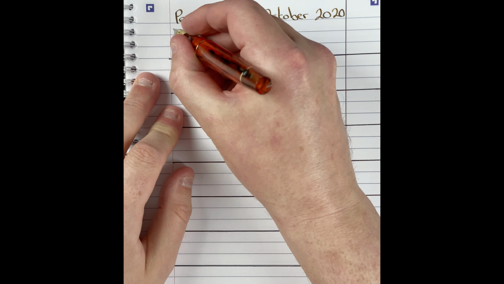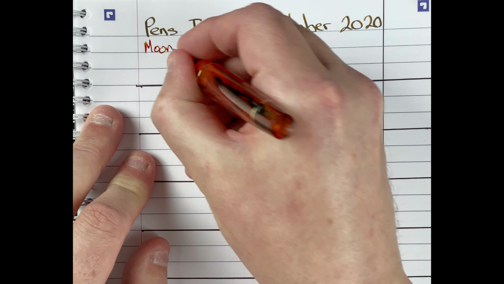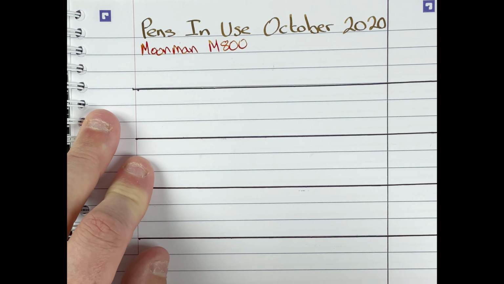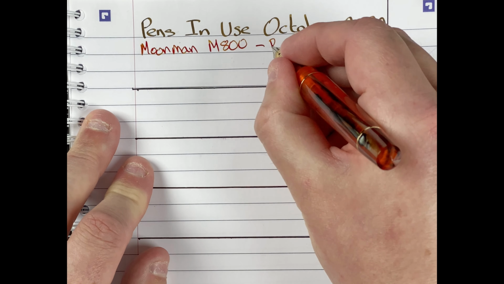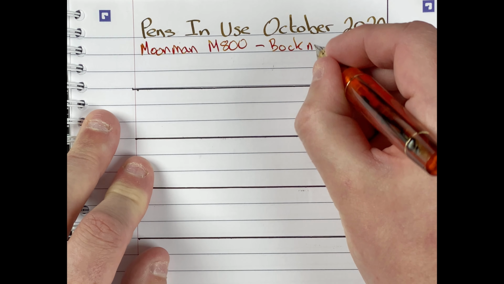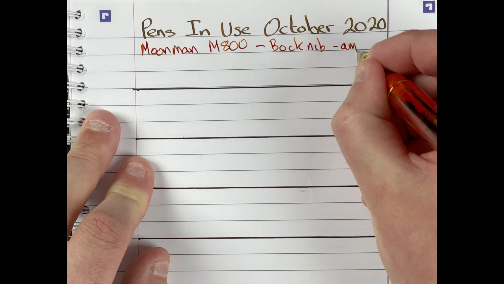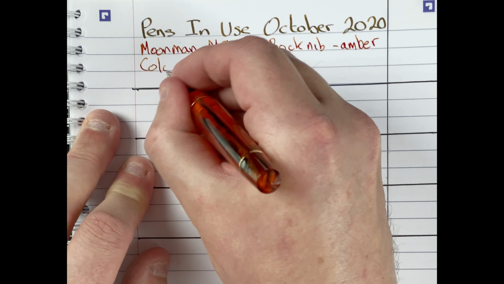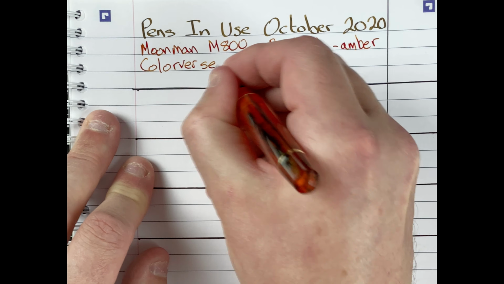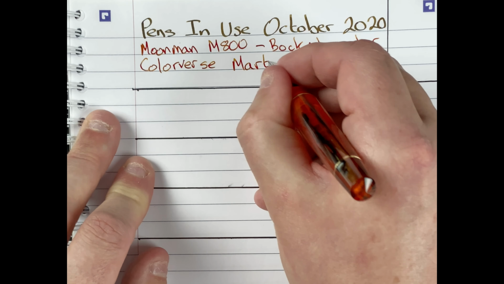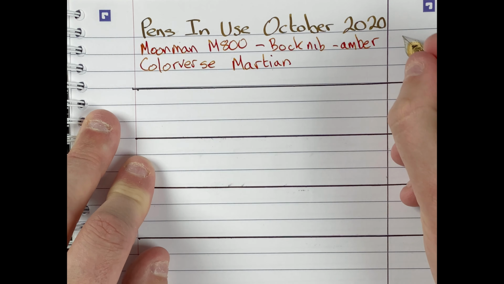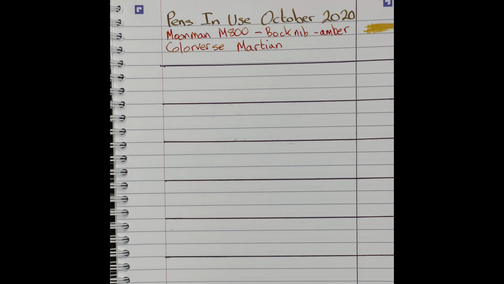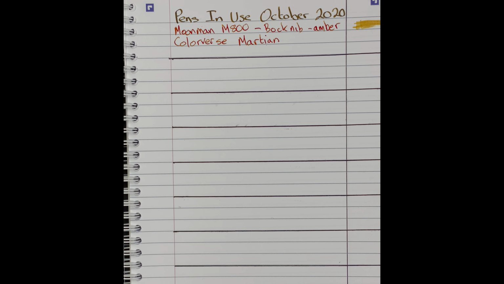So we've got the Moonman M800. And that's got the Bock nib. And just for clarity, because I've got a number, it's the amber pen. The ink, Colorverse, Martian. So there's a little bit of a smudge test. Beautiful colour. I really like this pen.